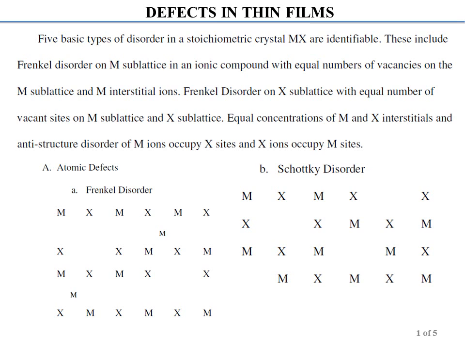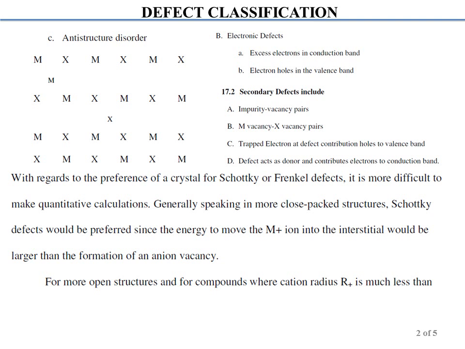and so we'll take a look at anti-structure disorder, electronic defects, which include excess electrons in the conduction band and electron holes in the valence band. Secondary defects include impurity vacancy pairs, M vacancy X vacancy pairs, trapped electrons at defect, contributing holes to the valence band. A defect can act as a donor and contribute electrons to the conduction band.